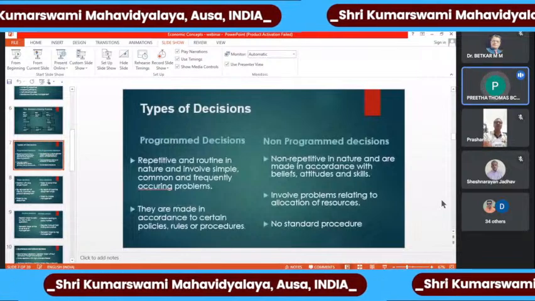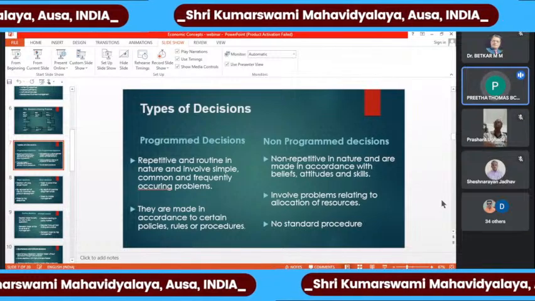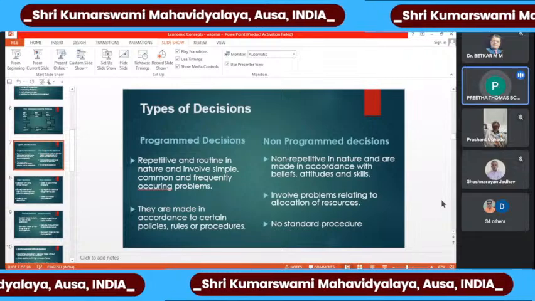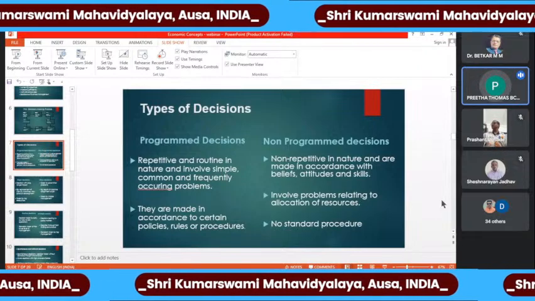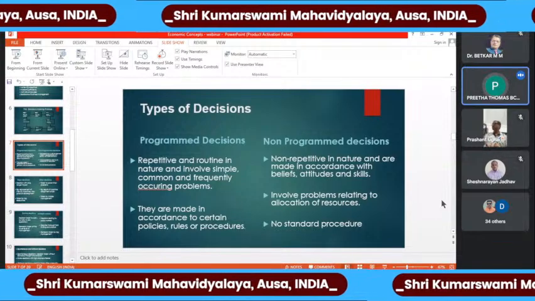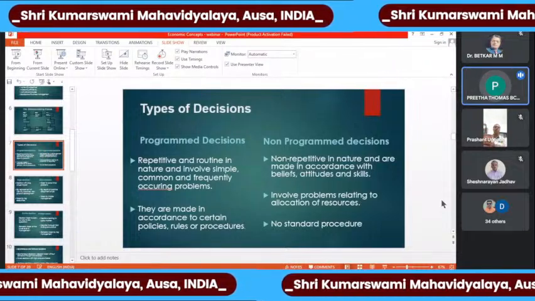Now, before we come to the principles of business decisions, I'll just quickly tell the types of decisions also, because there are various types of decisions. Okay, there are what are known as program decisions and non-program decisions. Program decisions are repetitive and routine in nature. They involve simple, common, and frequently occurring problems.